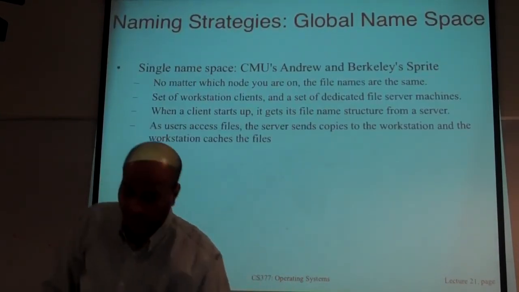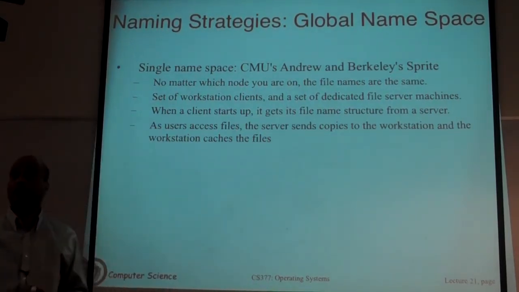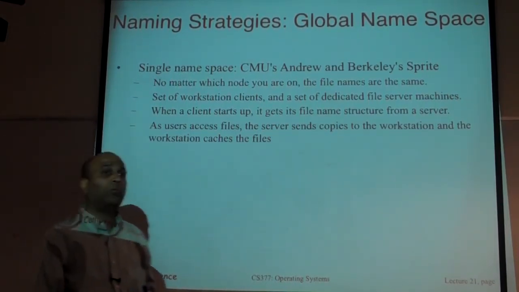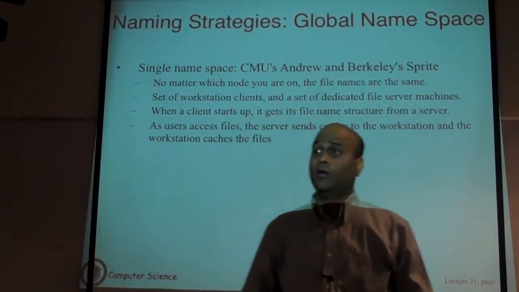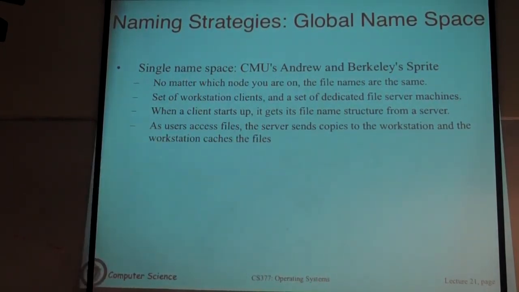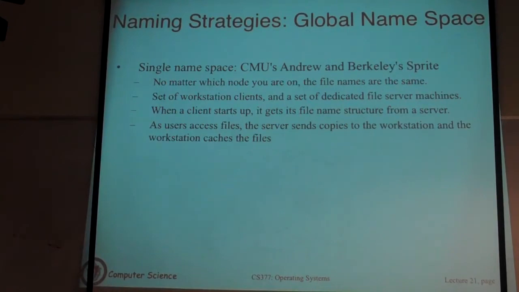Okay. So there are some other file systems that use a different naming strategy. In particular, there are some that use what is called a global namespace. What we mean by global namespace is that, independent of what machine you are accessing a file from, the file has the exact same namespace independent of where you access it. Okay, there are 2 examples of this.